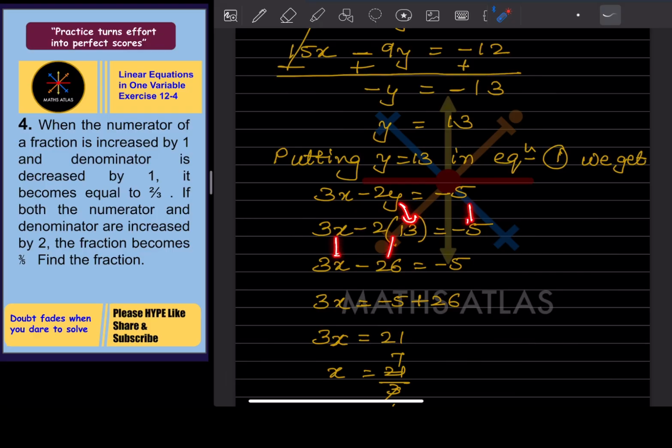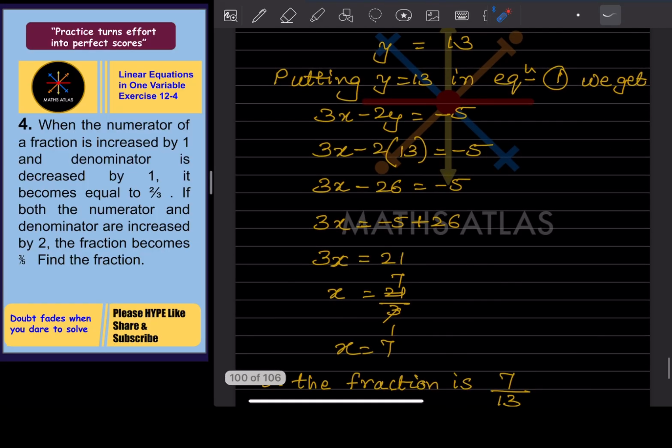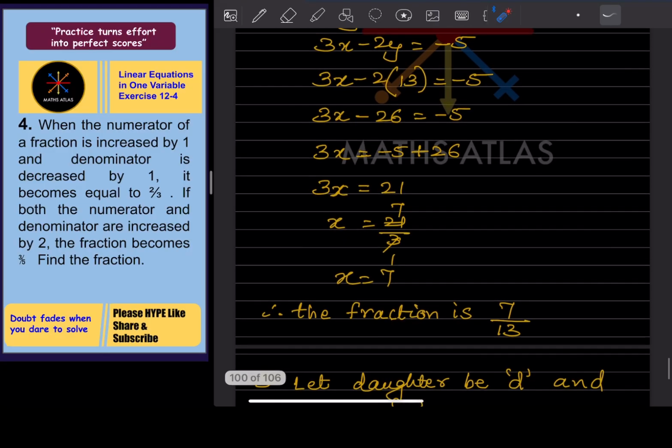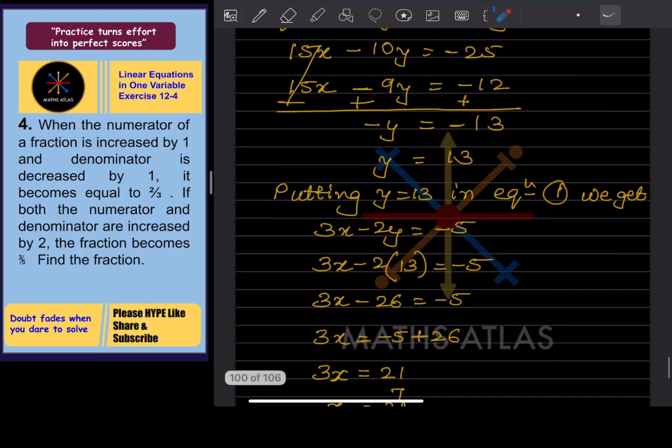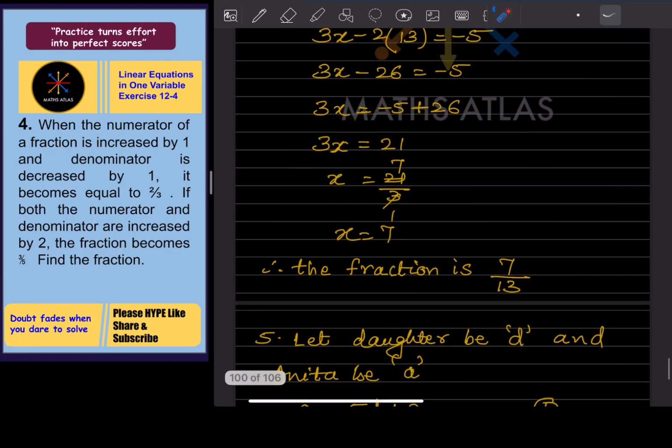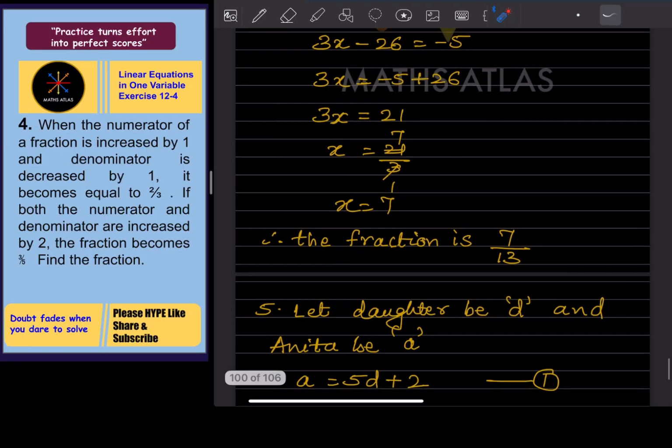So 3x minus 26 is minus 5. So 3x will be minus 25 plus 26. So 3x will be 21. So x is going to be 21 by 3. So which will be x will be 7. So we want a fraction. So fraction means x divided by this y. So x is 7 and the y is given here as 13. So that is going to be 7 by 13.